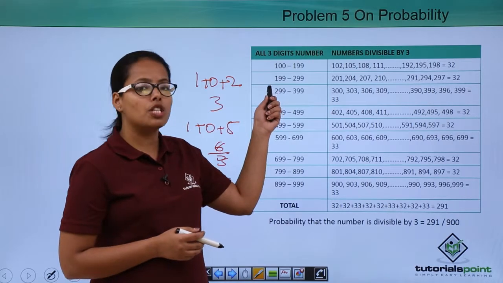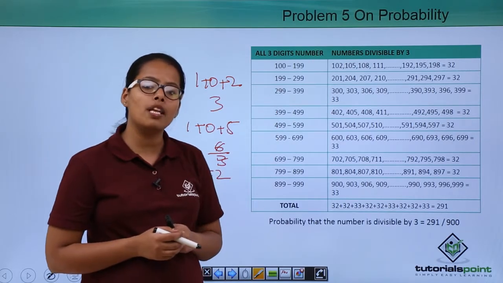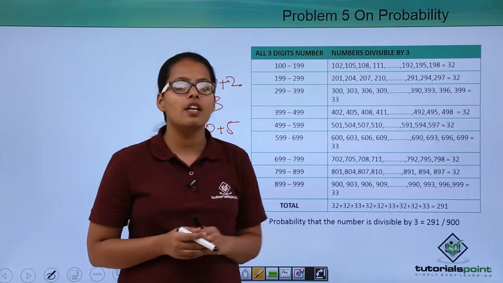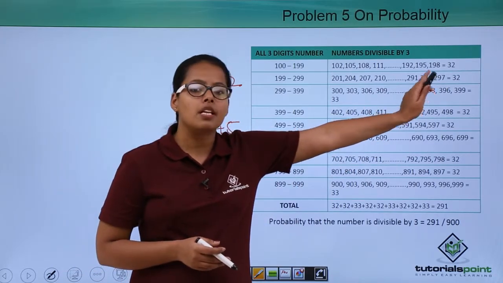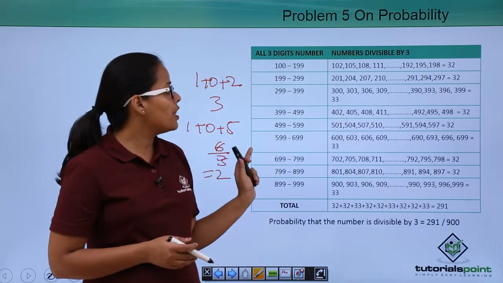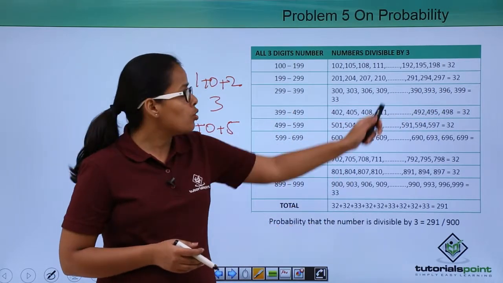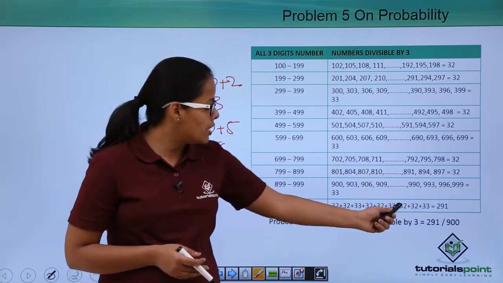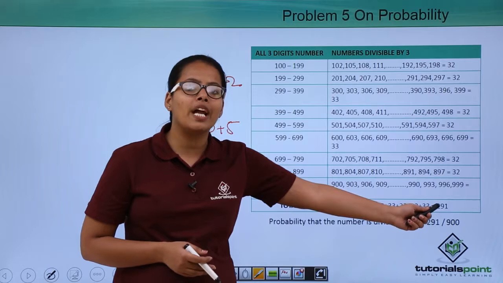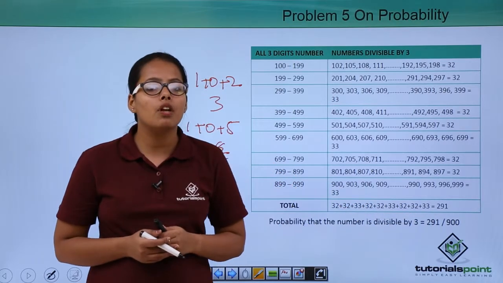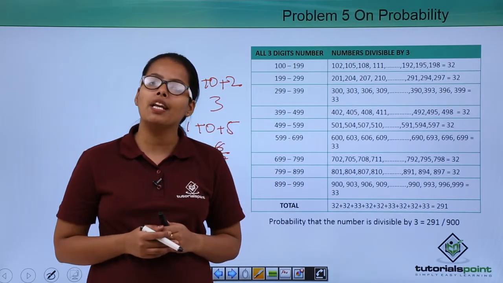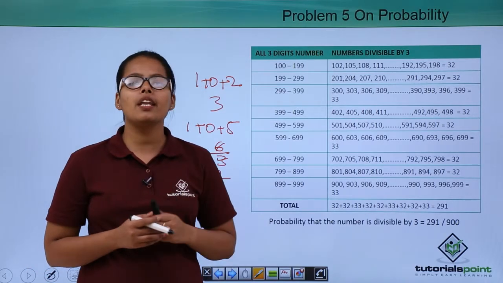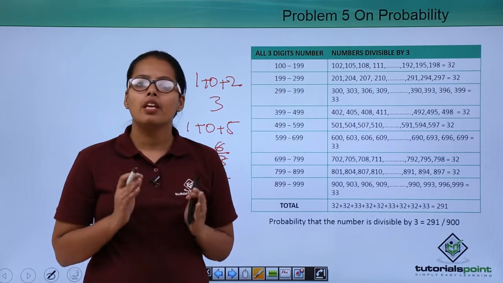In another interval, which is 200 to 299, how many numbers are there which are divisible by 3? You can see here, these are the numbers which are divisible by 3, and this will sum up to 32. And this goes for all the other intervals. So how many numbers are there in the interval of 100 to 999? You can see here there are a total of 291 numbers in the interval of 100 to 999 which will be divisible by 3.